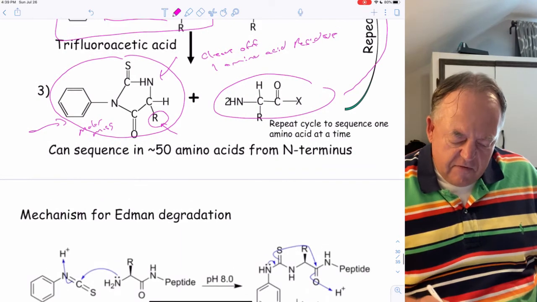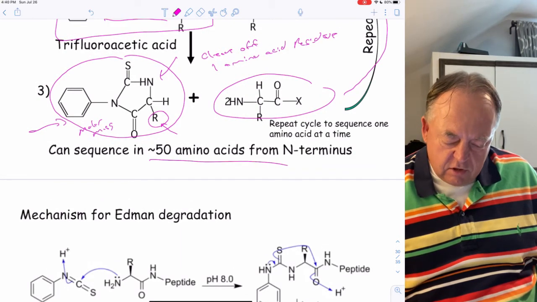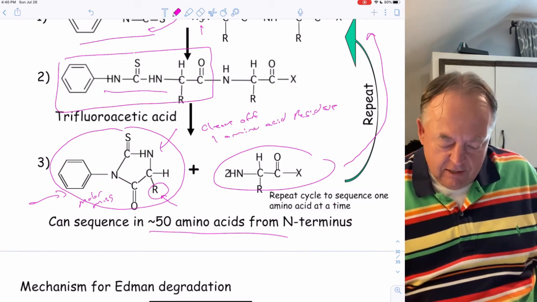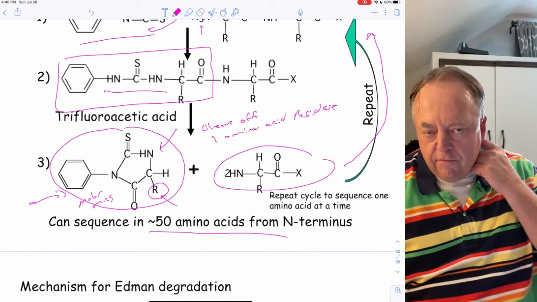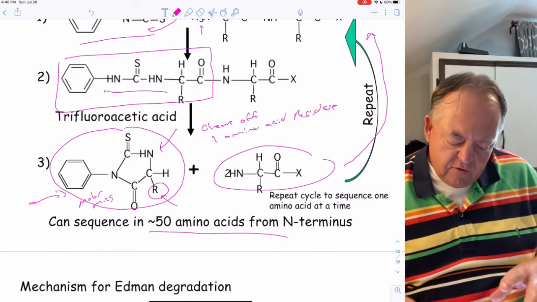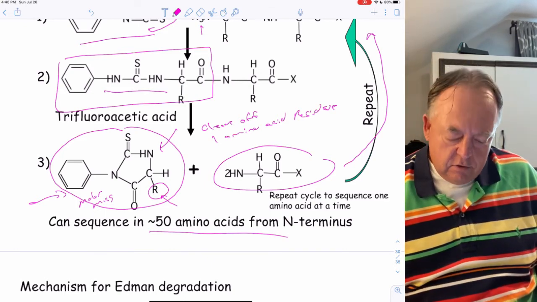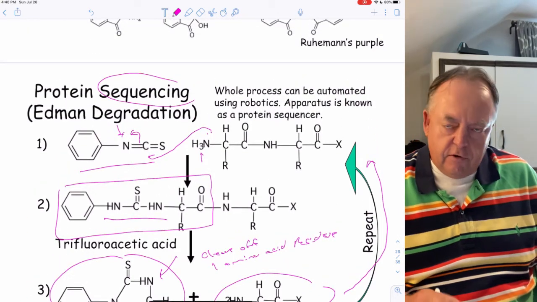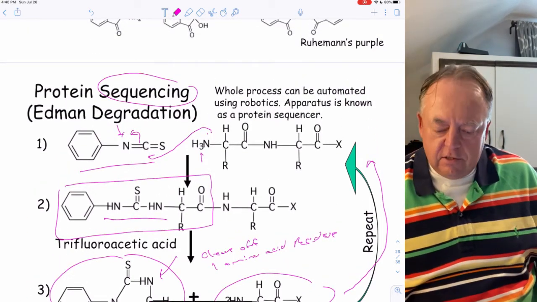So you can do this about 50 times before there are some side reactions that start happening in other places in the peptide chain. So after a while, it gets too difficult and too messy to analyze the mixture. But you can do this for about 50 amino acid residues. So this is what's called sequencing a protein, figuring out what sequence of amino acids are in the protein.